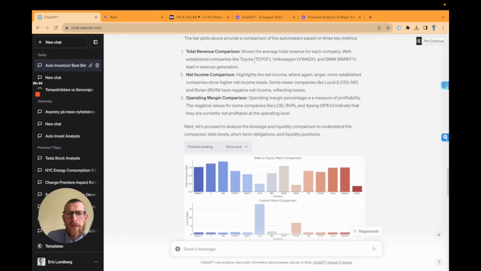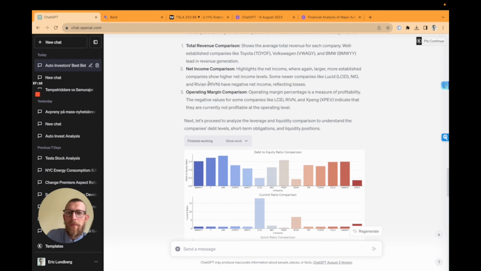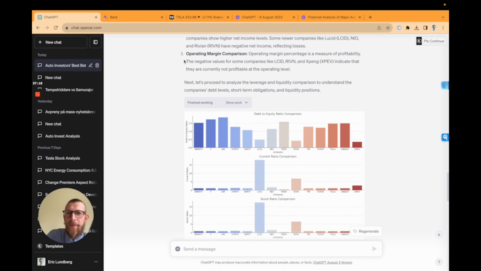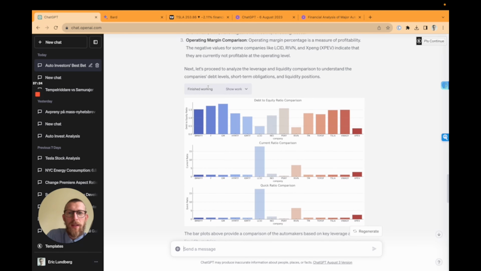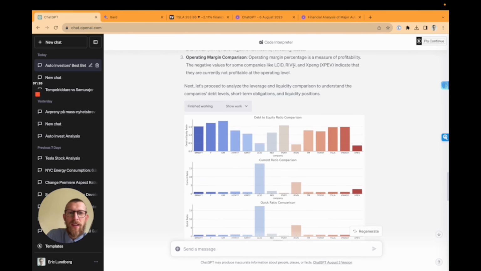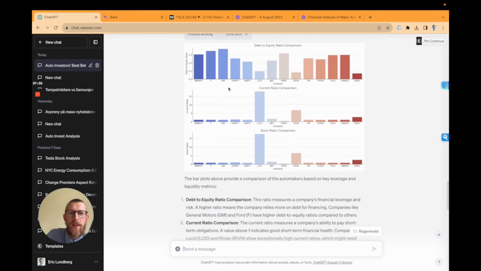Total revenue comparison shows the average total revenue for each company. Well-established companies like Toyota, Volkswagen, BMW lead the revenue generation. Net income comparison highlights the net income, where again, larger, more established companies show higher net income levels. Some of the newer companies, Lucid, NIO, have no income. Operating margin percentage is a measure of profitability. The negative values for some of these companies like Lucid, Rivian, and XPeng indicate that they are currently not profitable. Yeah, no shit.